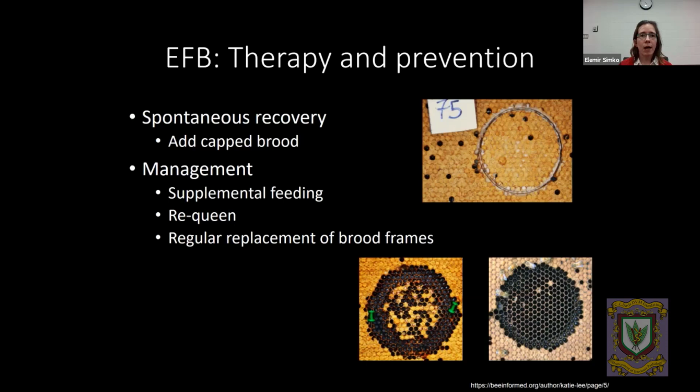So if you remember, hygienic behavior is a genetically controlled trait, which can be selected for using the freeze-killed brood assay shown here. And so requeening a colony using a queen that comes from highly hygienic lineage may improve resistance to this disease. As well, regular replacement of brood frames every 3 to 5 years can minimize bacterial contamination of equipment.